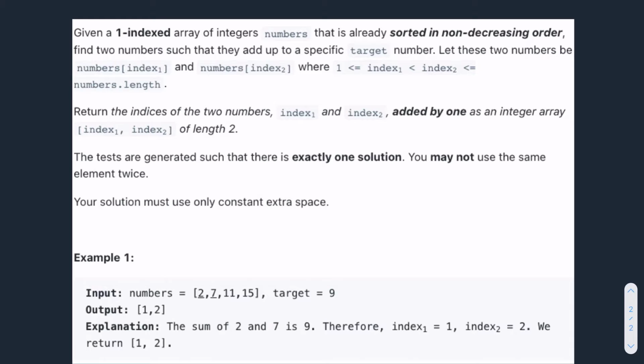Today we're going to be solving LeetCode number 167, Two Sum 2, which states that given a one-indexed array of integers, numbers, that is already sorted in non-decreasing order, we want to find two numbers such that they add up to a specific target number. And we want to return the indices added by 1. And there's exactly one solution, and we can't use the same element twice.